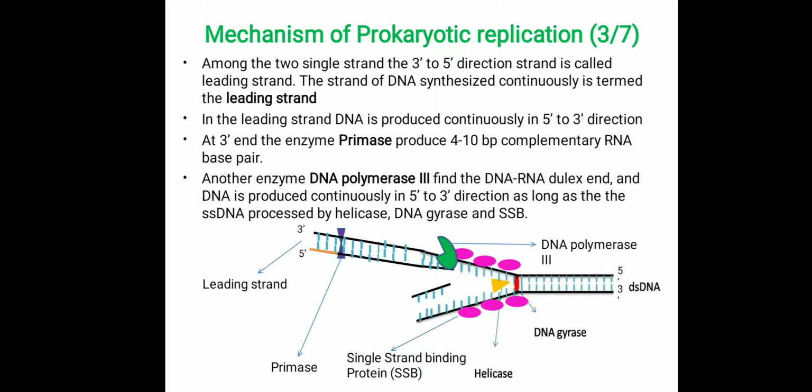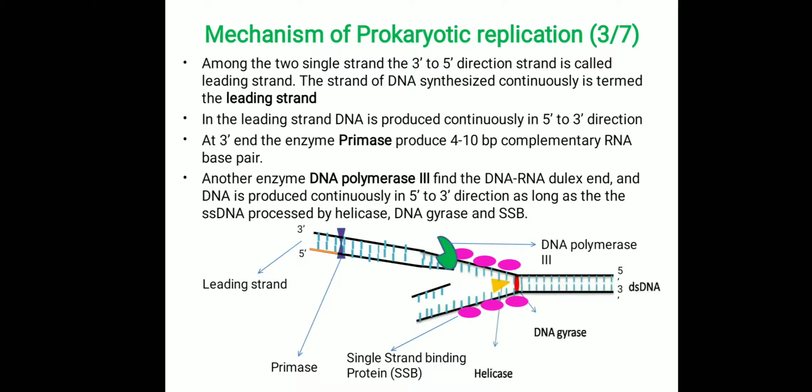Now another enzyme called DNA polymerase 3 will identify the primer and original template DNA interaction site and its 3' end. At the 3' end, it will see the template DNA nucleotide and recruit the complementary nucleotide. Then it will establish the phosphodiester bond formation. Likewise, the chain elongation progresses in the 5' to 3' direction.